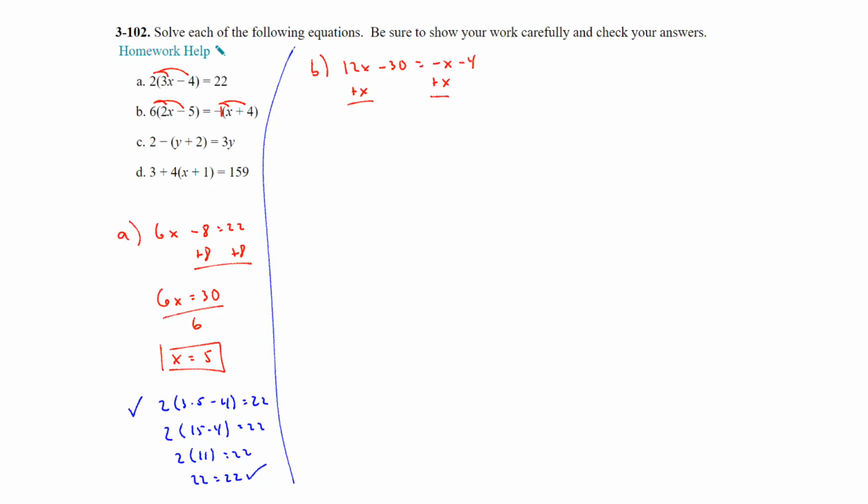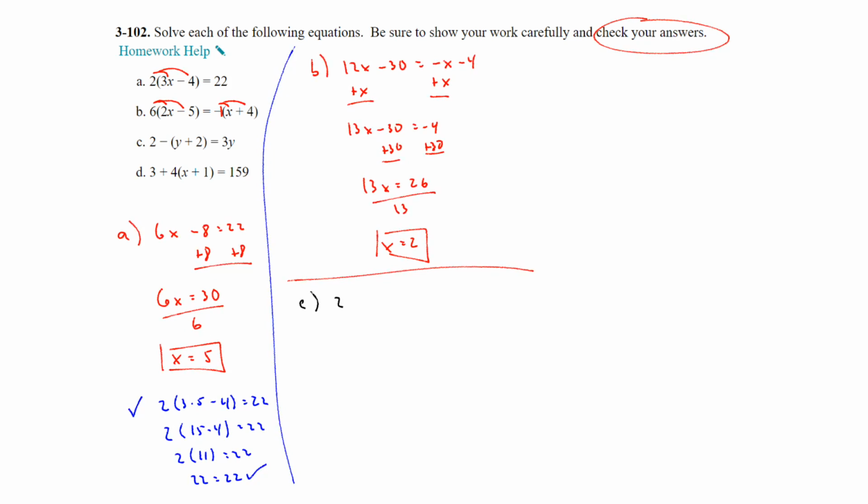So I'm going to add x to both sides, that's 13x. Then add 30 to both sides. 13x equals 26. Divide by 13, x is equal to 2. And I'm not going to check the rest of them, but plug 2 back into the original equation to check it.